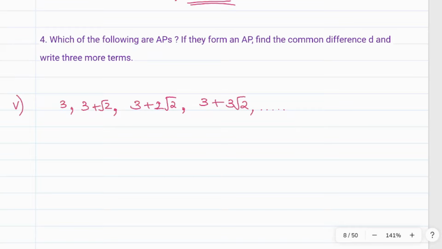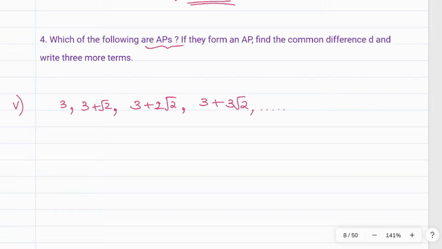Now let's do question number 4. In question number 4, there are 15 questions in it. So we will take important ones among them. First we will do the fifth one, which is 3, 3 plus root 2, 3 plus 2 root 2, 3 plus 3 root 2, etc. Here they are asking us to check whether the given sequence is an AP or not. Then if it is an AP, we have to find 3 more terms.